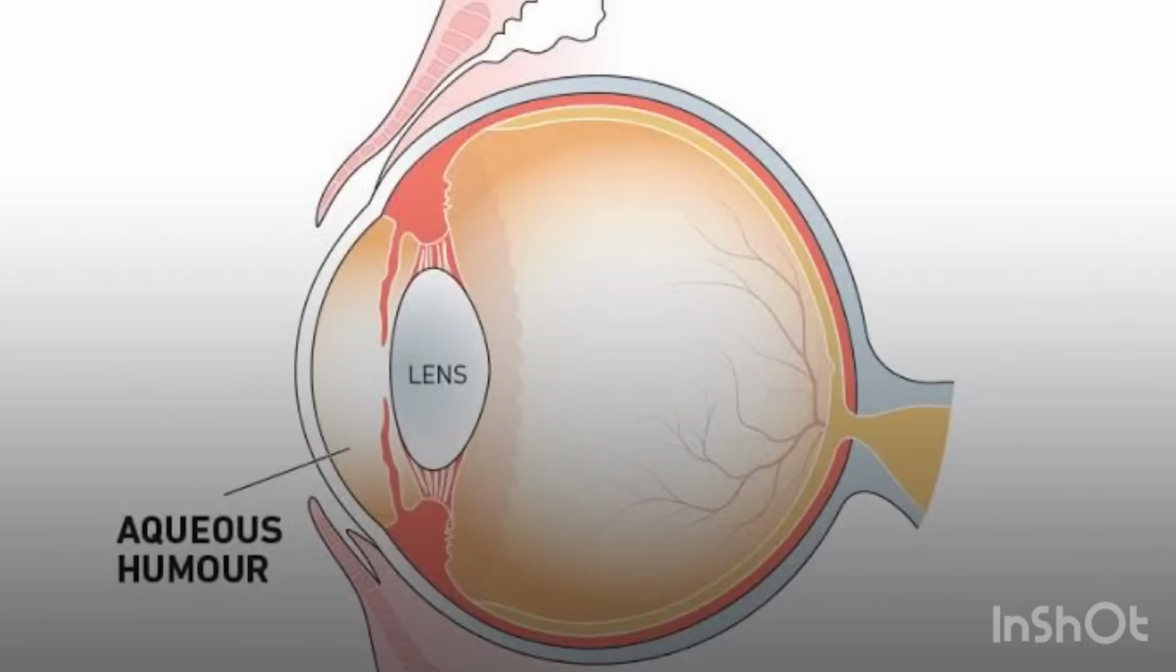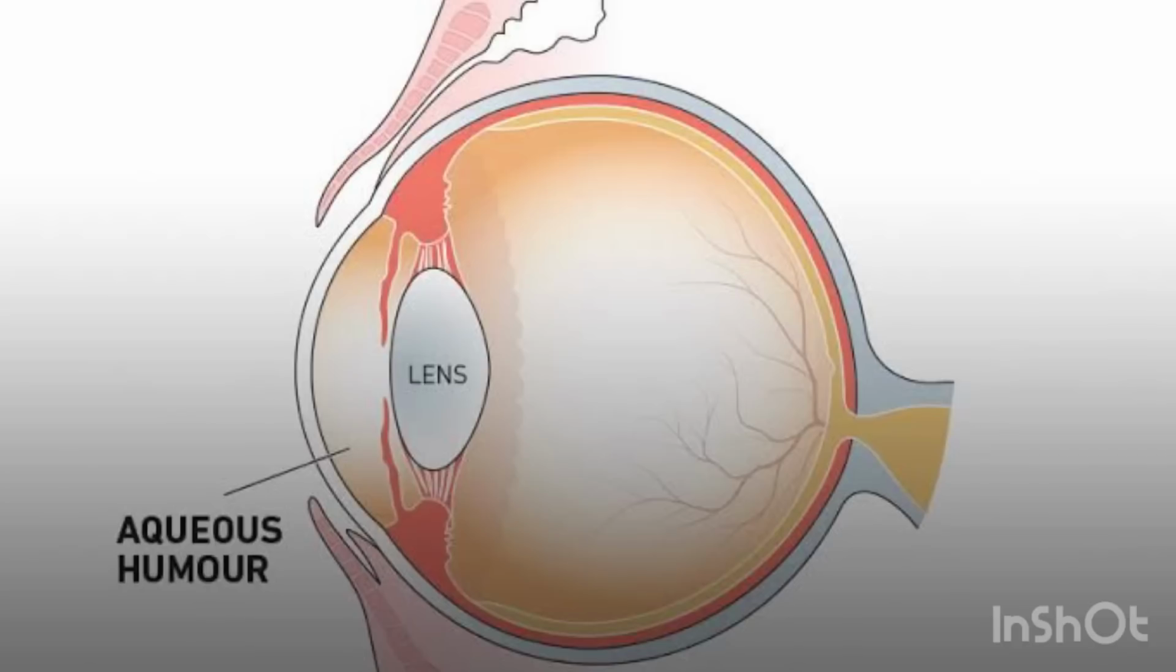The second function is nutrient supply. The aqueous humor provides nutrients and oxygen to the avascular cornea and lens. As these structures lack their own blood supply, they rely on aqueous humor to receive the necessary nutrients and to remove waste products.